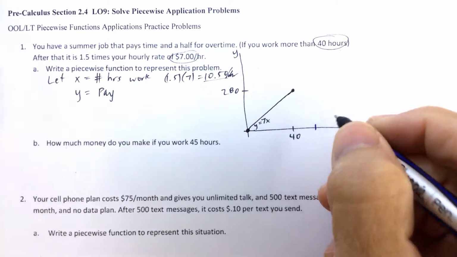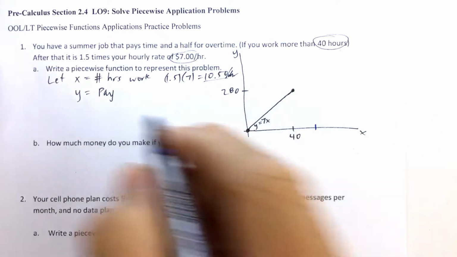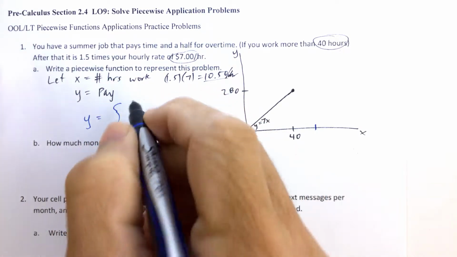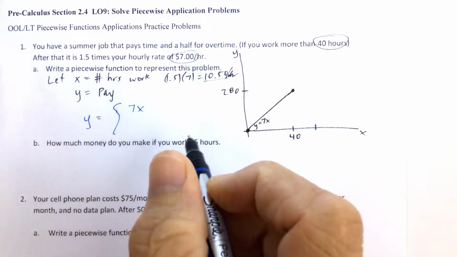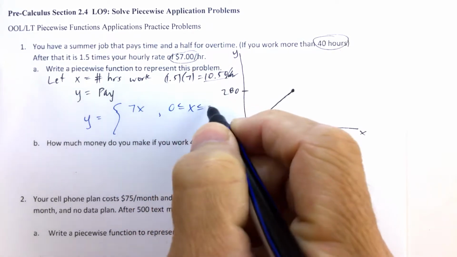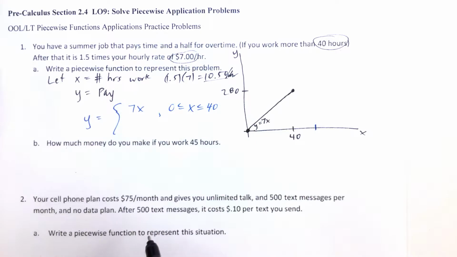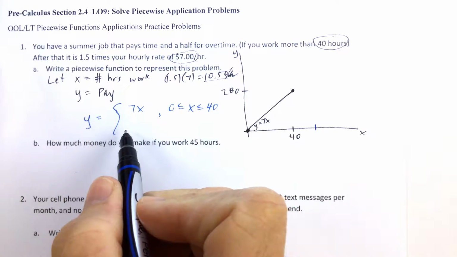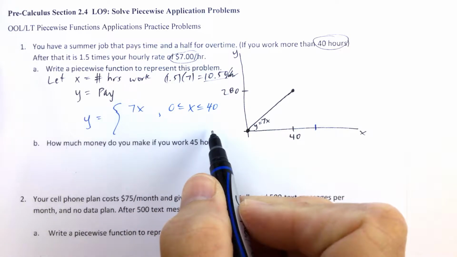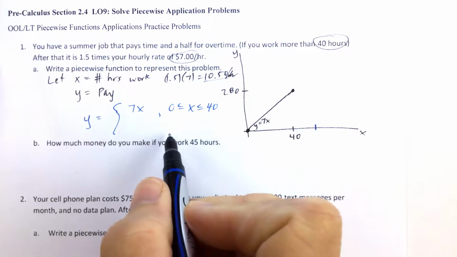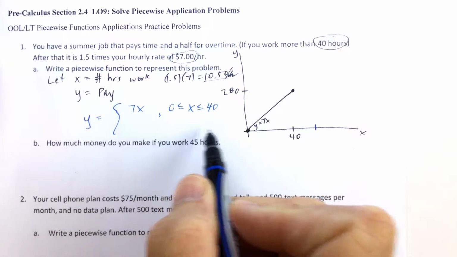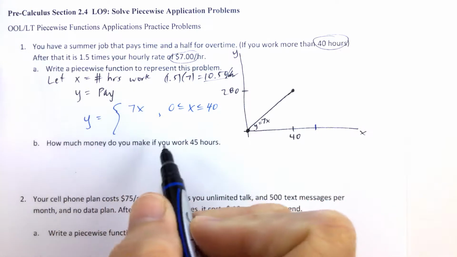So the strategy is, if I work up to 40 hours, I get paid 7 times the number of hours, from 0 all the way to 40. Now, it would be hasty to put 10.50 times x if x is greater than 40, because remember, for the first 40 hours you only get 7 times x, and then for every hour after that, you get 10.50 times x.